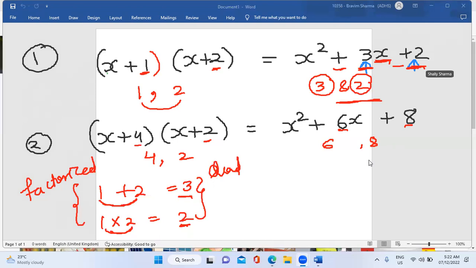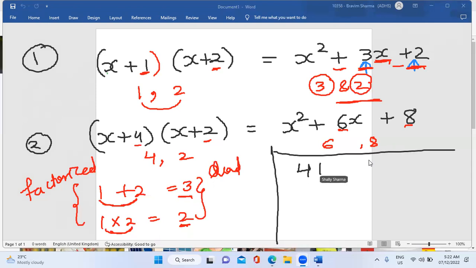Let's see if I can see the same behavior in the second also. Here we have 4 and 2. If I add them, I'm getting 6, which is this number. And if I multiply them, I'm getting the constant term 8.